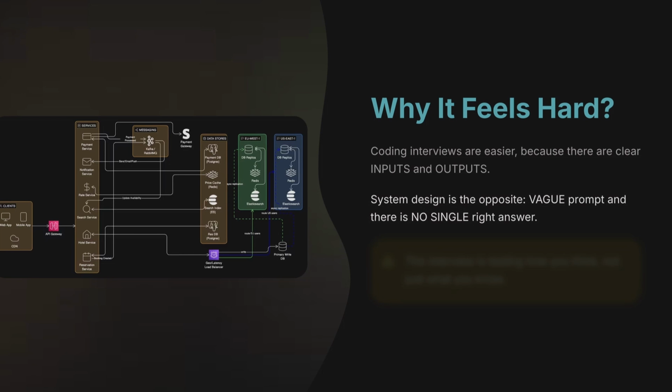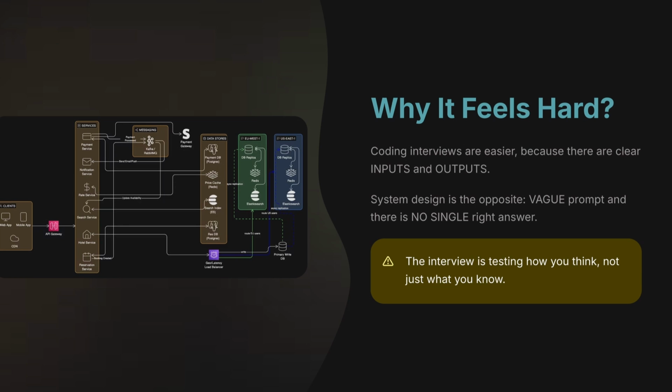But system design is actually the opposite of all of that. First of all, the requirements are very vague, and it is your job to clarify those requirements and lock in the scope. And also the output, which is the solution that you will propose, there is no single right answer to it. This type of interview is testing how you think, not just what you know, or whether you can come up with the right solution, because there is no single right answer to the question that you will get during a system design interview.